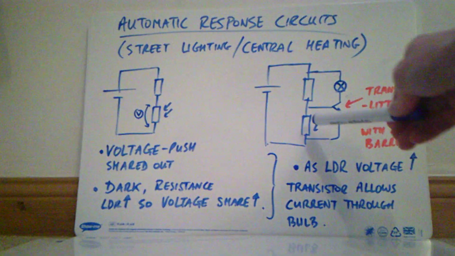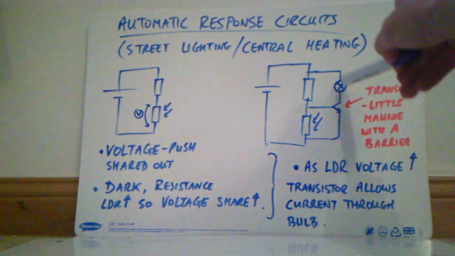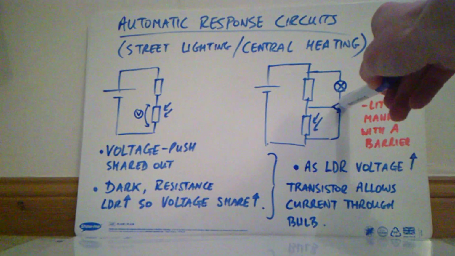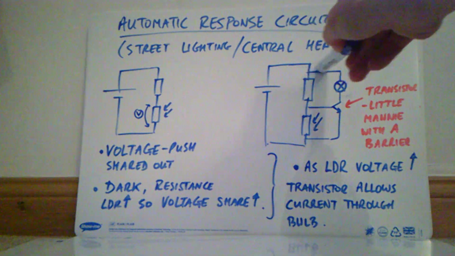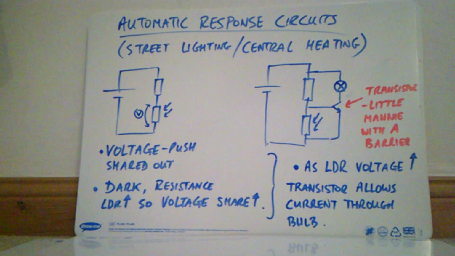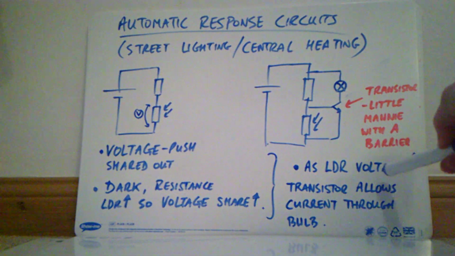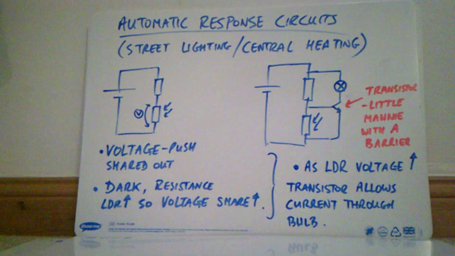So when the voltage across the LDR reaches a certain level, because it's got dark, then the little Manny opens the barrier and electricity can flow down this loop, turning on the light in response to the darkness. So as the LDR voltage goes up, the transistor allows current to go through the bulb.